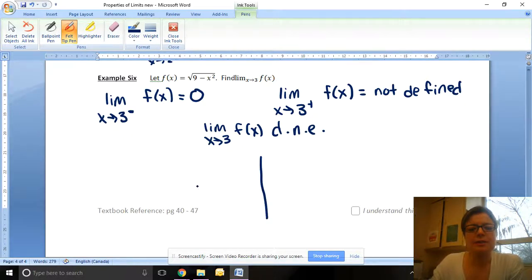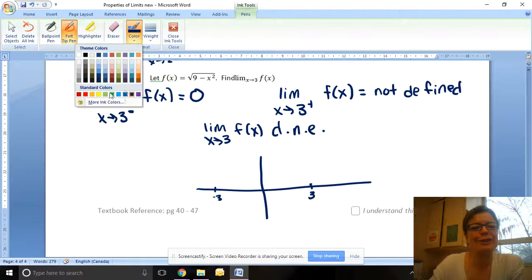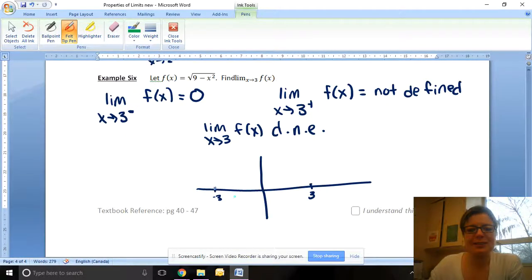If you remember what this looks like, this is actually a half circle. So here's -3, here's 3, super rough sketch for you guys. This is what this function looks like, a half circle. Even though the function is defined there, it does not actually get approached at all from the right. So therefore the limit doesn't exist.